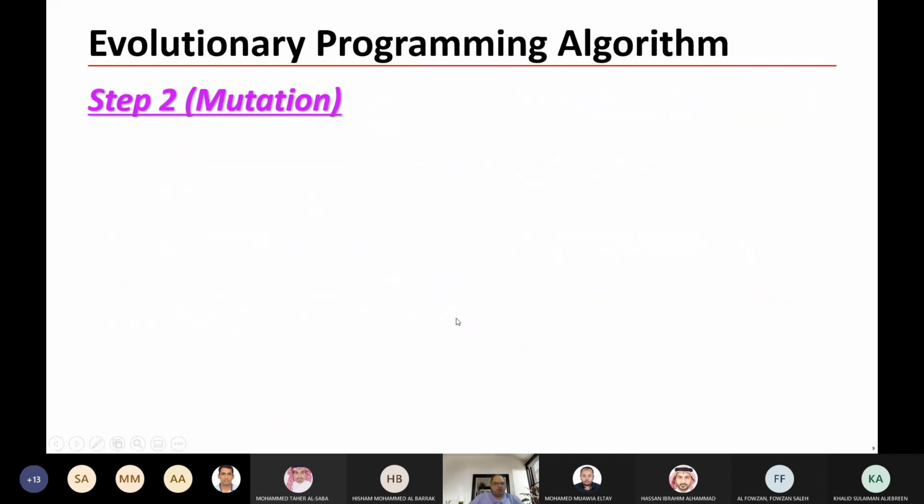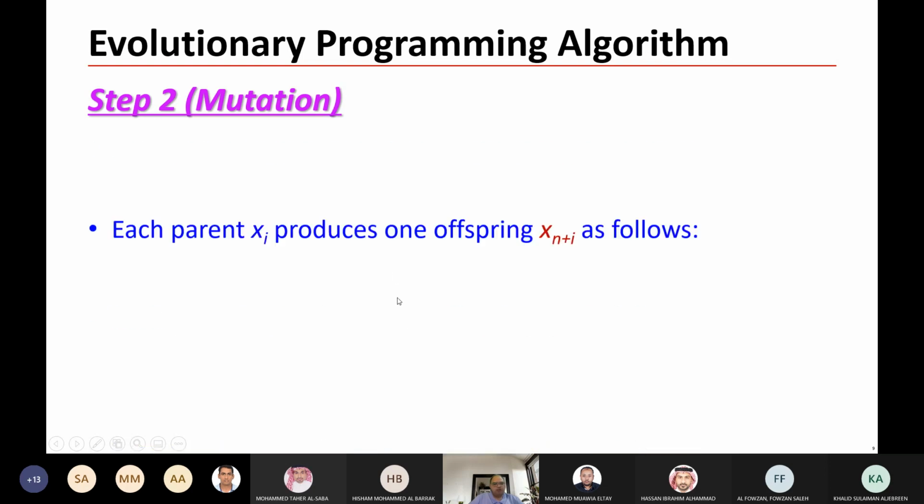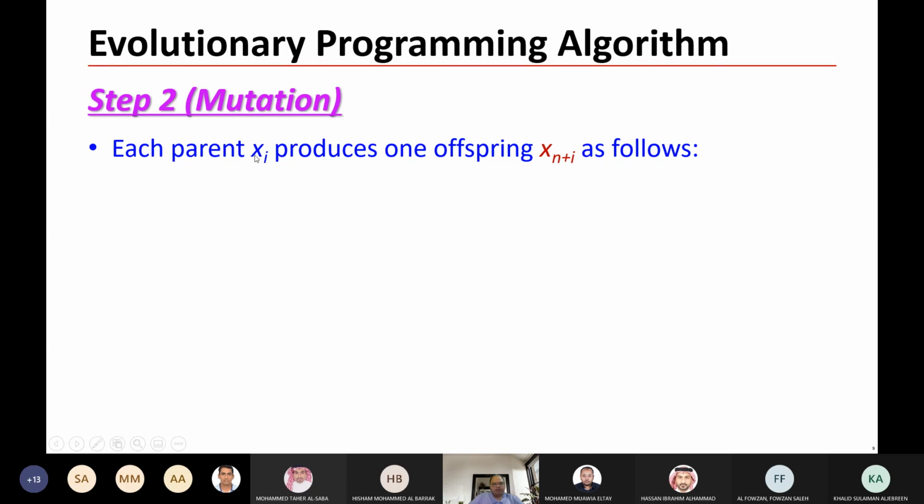Okay, so we need to fill the population. We still have half of the population that needs to be filled. Each parent xi, each solution that you generate randomly out of 25, produces one offspring. I mean, each solution, you create one child. From only one solution you create one child. One solution, one child. As we mentioned, there is no crossover here. So you are working on one solution, and from this solution you create a new child here.